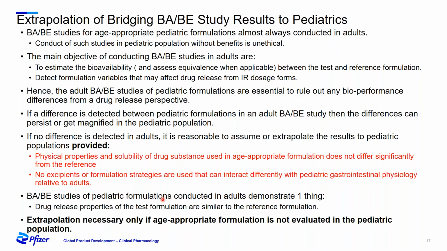The BA/BE studies of pediatric formulations conducted in adults demonstrate one thing and one thing only: that the drug release properties of the test formulation are similar to the reference formulation. And this is another important thing: extrapolation is necessary only if the age-appropriate formulation is not evaluated at all in the pediatric population. So if after the bridging trial you do generate PK data in children and confirm that the exposures are as expected, then there is no extrapolation necessary. You have just underwritten the introduction of the new formulation using the bridging strategy into the pediatric population.